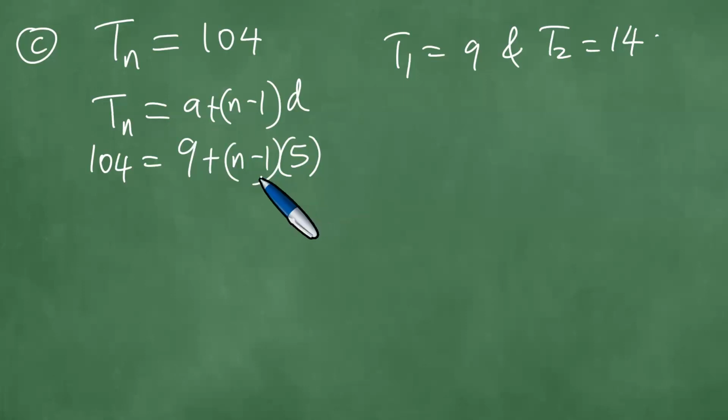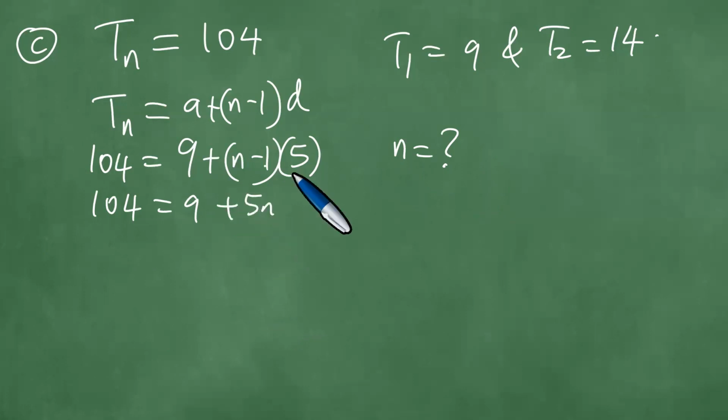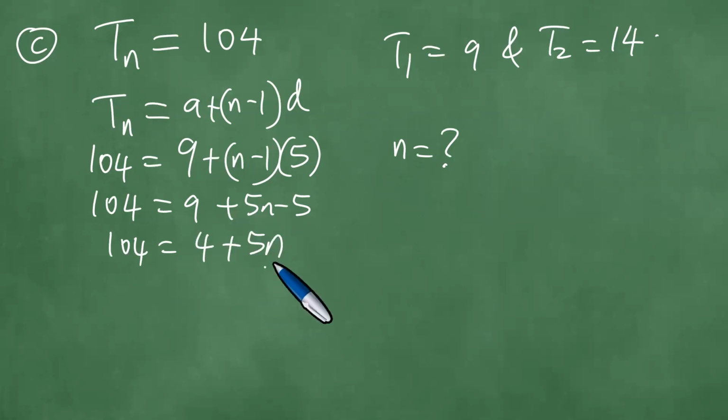And then they're saying which term. If they're saying which term, it means they're looking for the term number, not the second term. So we need to solve for n. Let's distribute: 5 by n is 5n, 5 by minus 1 is minus 5. What is 9 minus 5? 4. Then 104 minus 4 is 100.